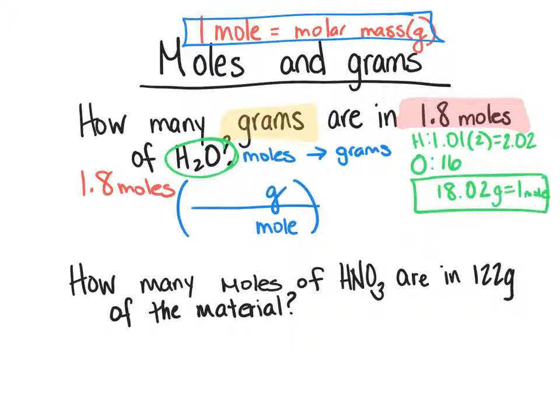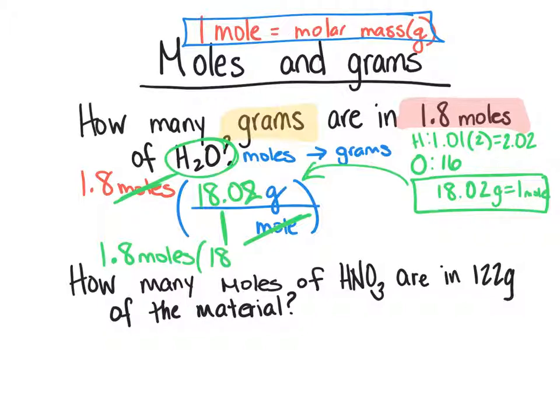So this relationship right here, I'm going to put into this factor right here. So 1 goes at the bottom by mole, and 18.02 goes by the grams. So we can see that our moles cancels out, and basically what we're doing is we're taking 1.8 moles and multiplying it by the molar mass, because any number over 1 is simply itself. That's going to tell us how many grams, which is what we want to get to.